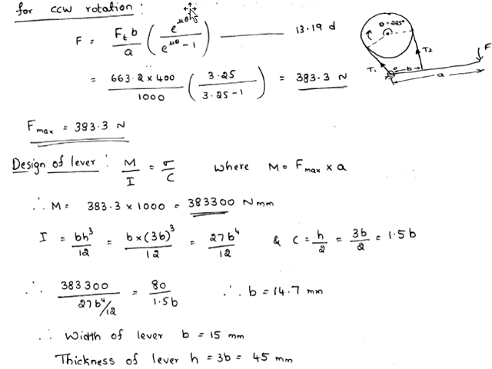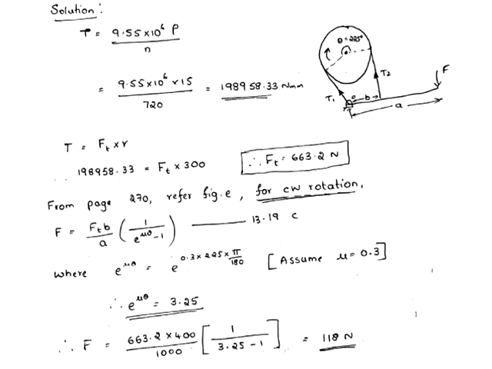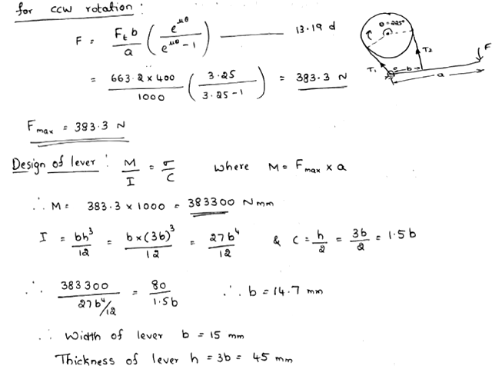Again, we know all the values here. Substitute. You will get F max as 383.3 Newton. Next, design of lever. We have to use the bending equation, M by I is equal to sigma by C. Here, out of the two F values, F for counterclockwise and F for clockwise, select the maximum value. So here the maximum value is 383.3, which is for counterclockwise rotation.